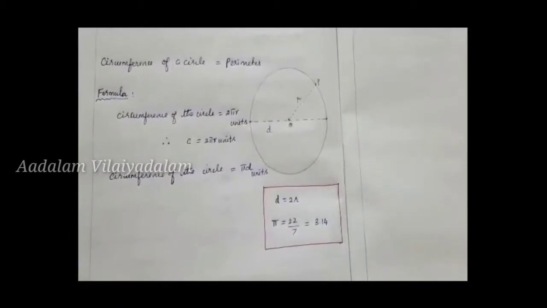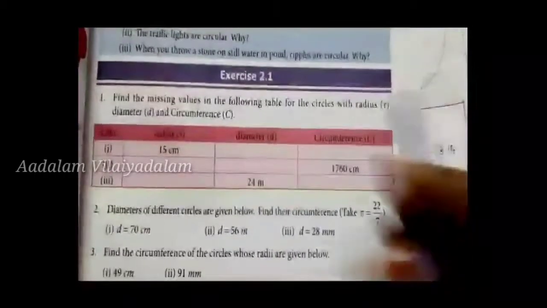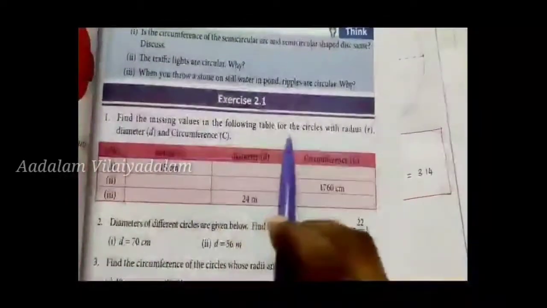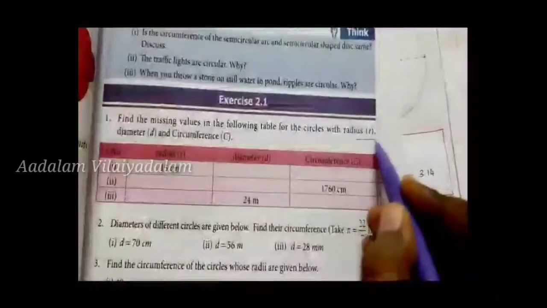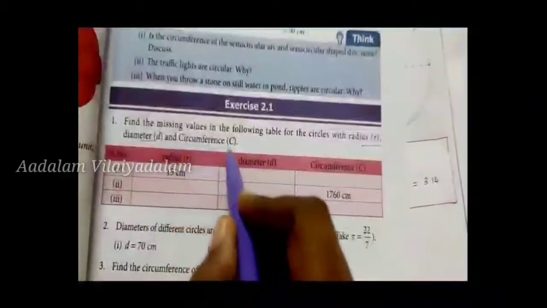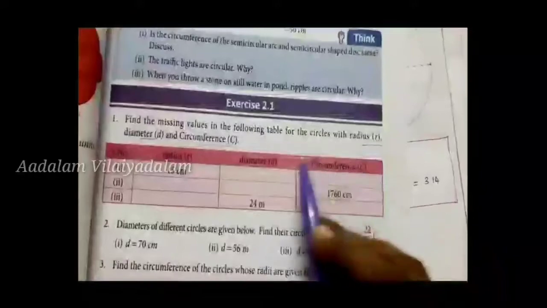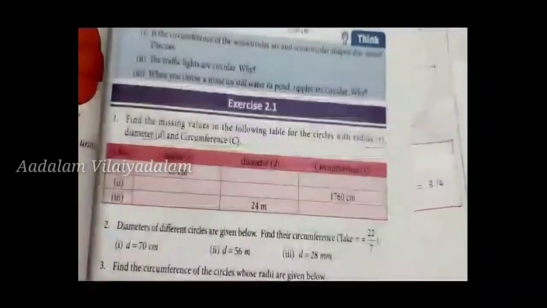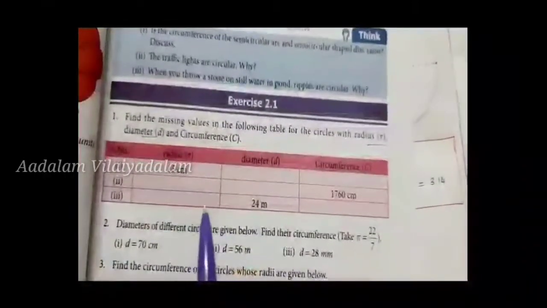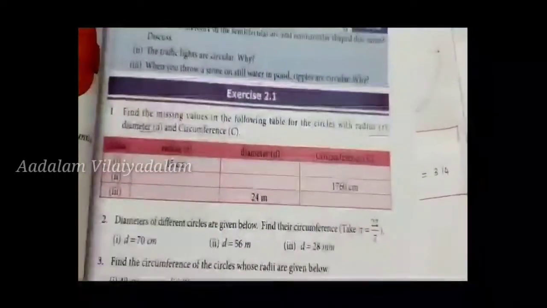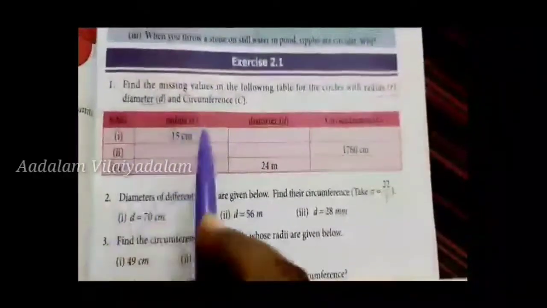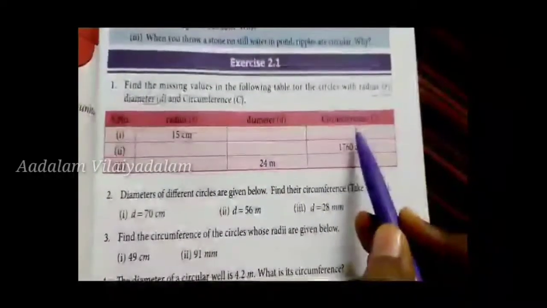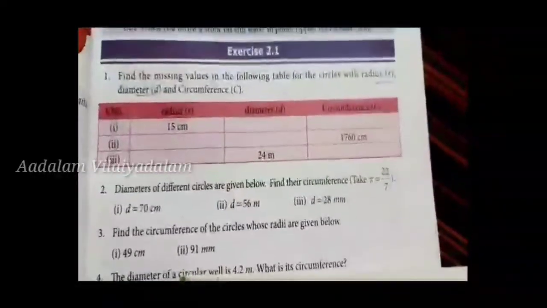Now let's move to the exercise 2.1. Find the missing values in the following table for the circles with radius, diameter and circumference. The missing values may be radius, or diameter, or circumference. We need to find the missing values of the table. In the first subdivision, radius is given. We need to find the diameter and the circumference.